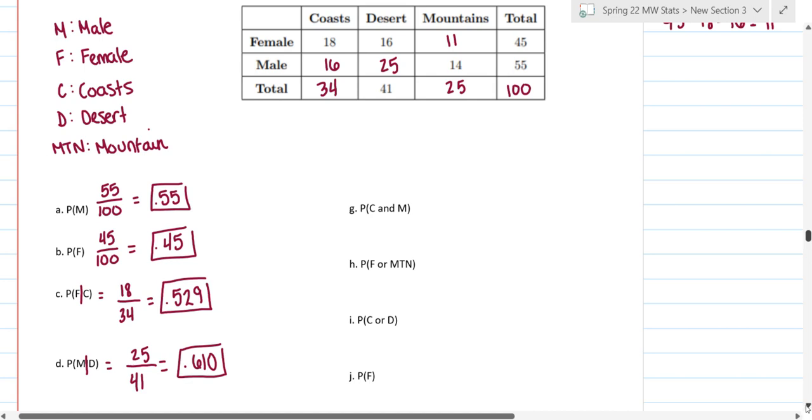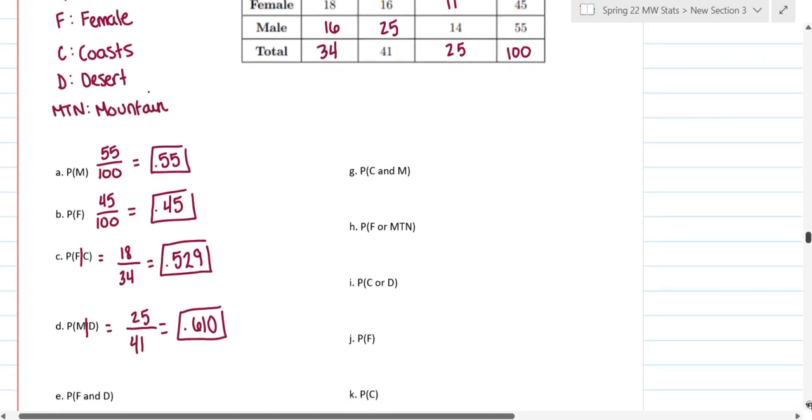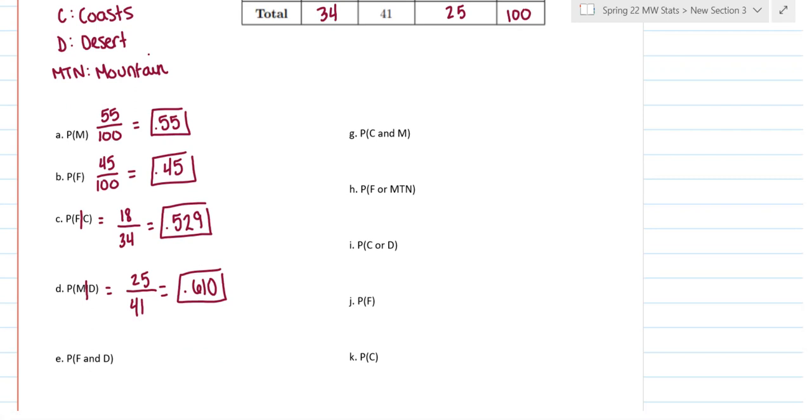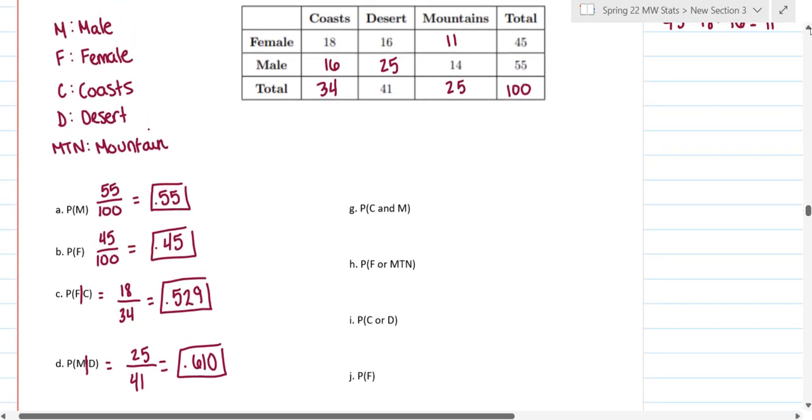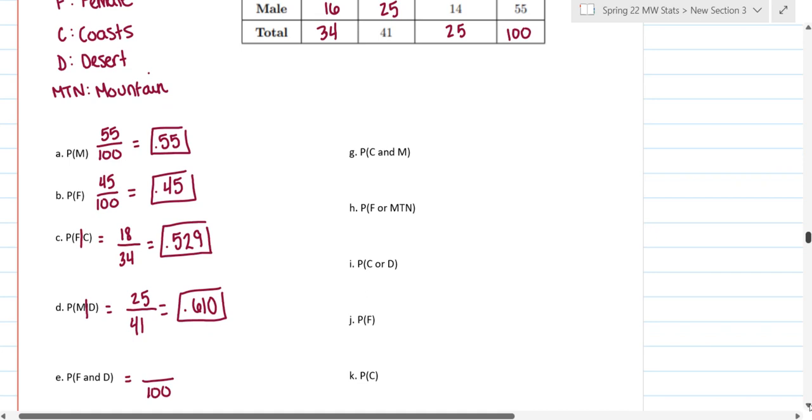Okay, so for E, the and, we hadn't done an and probability with the tables, so it's female and desert. For the and probability, the denominator doesn't change, so the denominator there is 100. What you're looking at is, out of the total 100, if I had all of these in a hat, what's the probability that they would have both female and desert as their designation? So there you're just looking right there at that. 16 out of a total of 100 had female and desert on it at the same time. So 16 out of 100, 0.16.